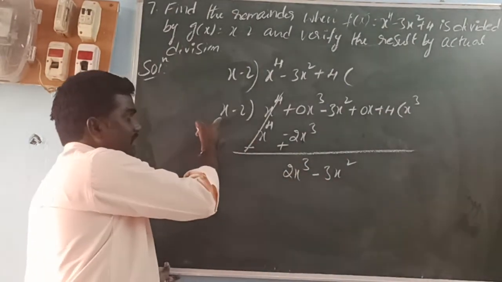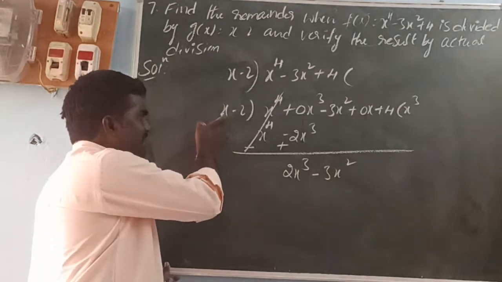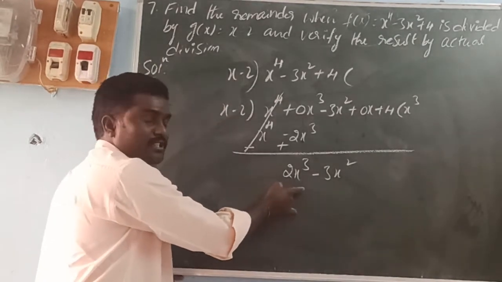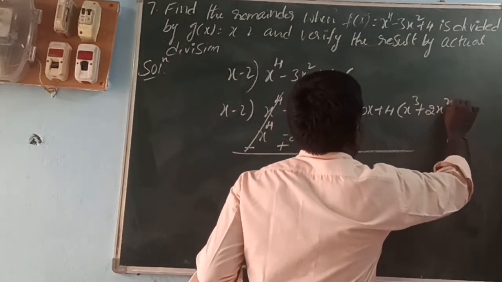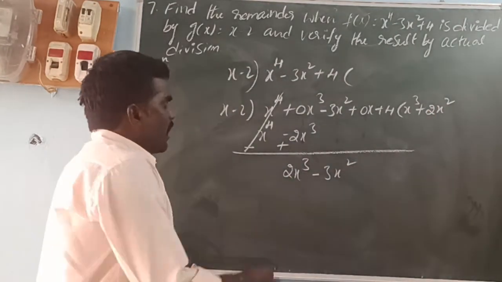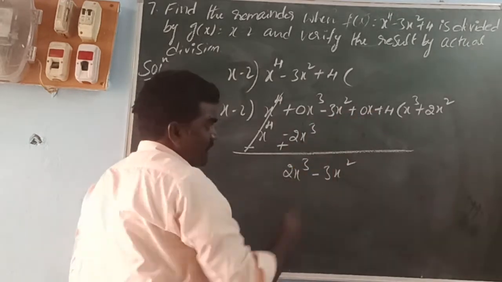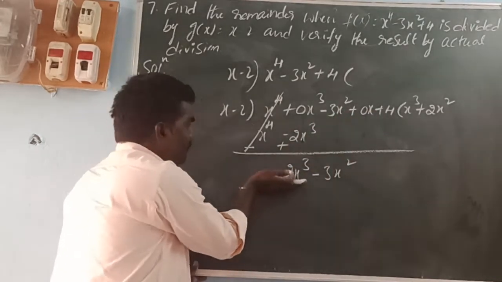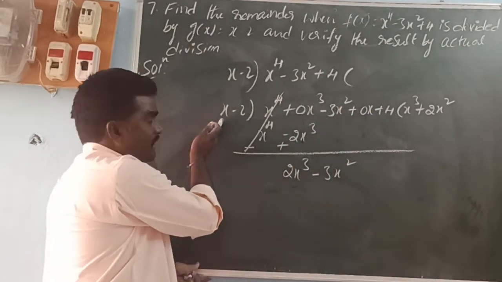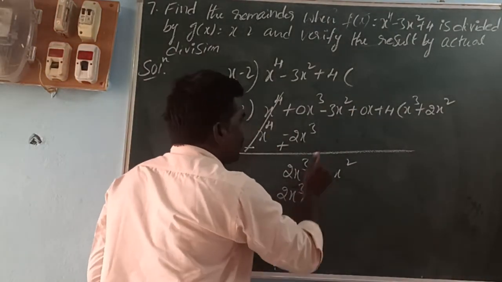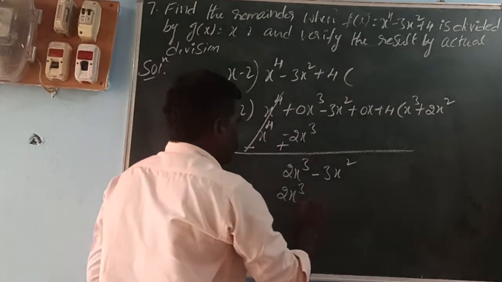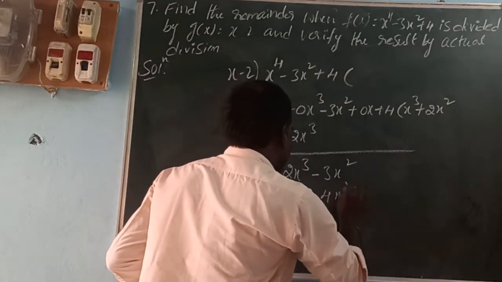In the divisor, what is the term? x minus 2. So x is multiplied with which term? We can get 2x cube, that is here plus 2x square. How can we get 2x square? The first term of the dividend divided by the first term of the divisor. So here x into 2x square is 2x cube, and 2x square into 2 is minus 4x square.